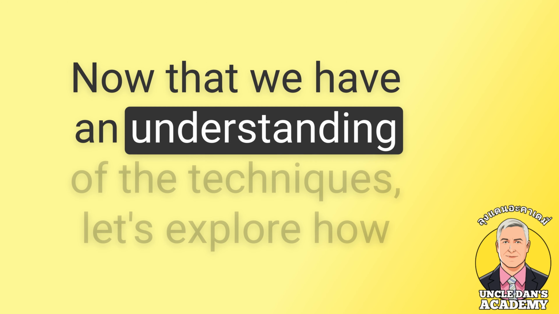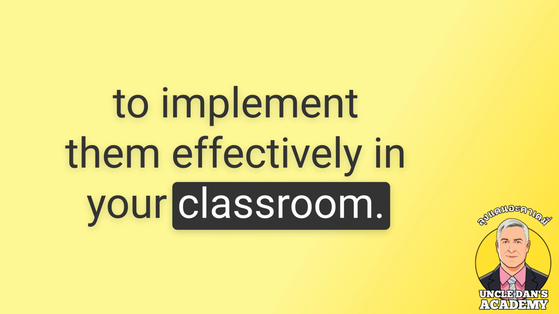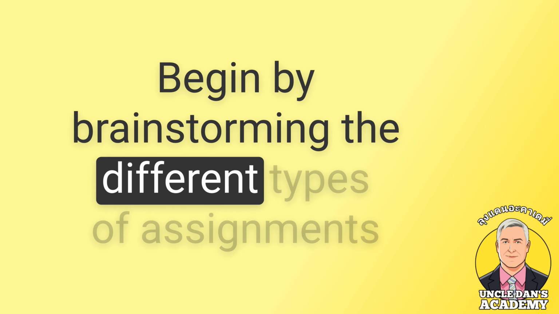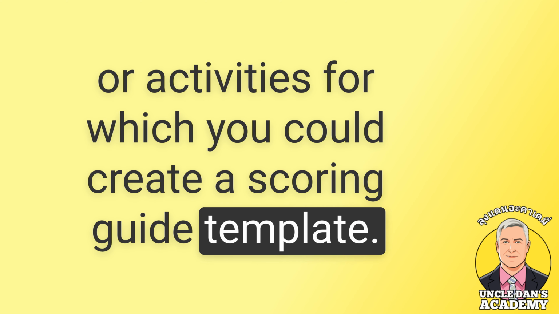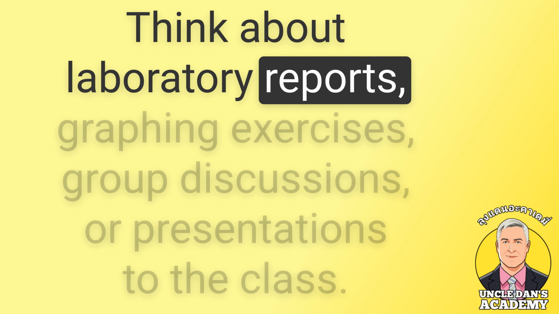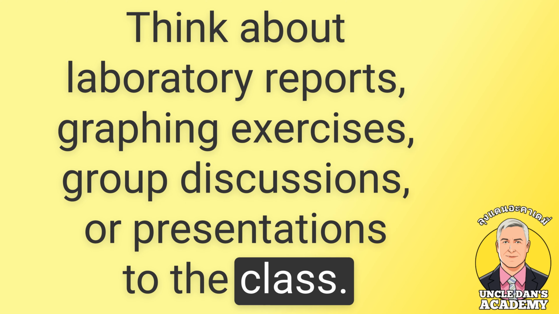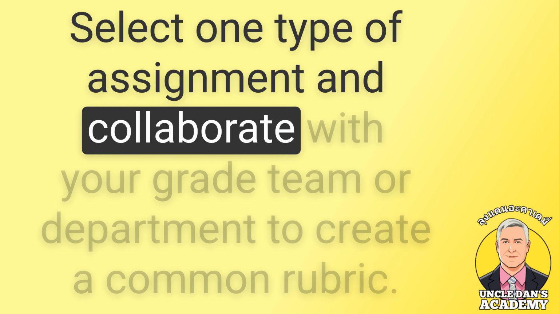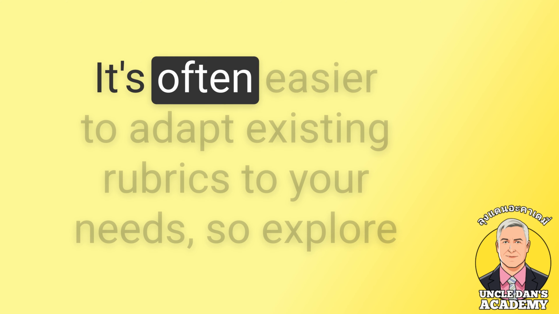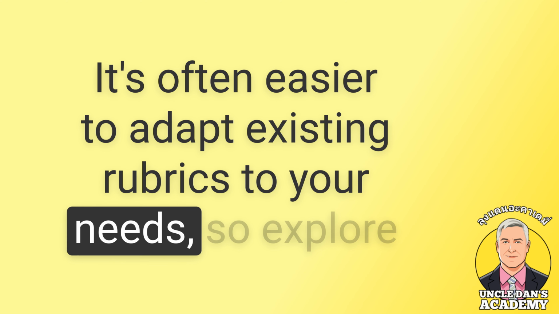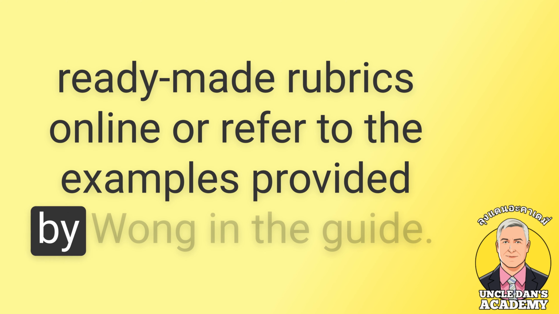Now that we have an understanding of the techniques, let's explore how to implement them effectively in your classroom. Begin by brainstorming the different types of assignments or activities for which you could create a scoring guide template. Think about laboratory reports, graphing exercises, group discussions, or presentations to the class. Select one type of assignment and collaborate with your grade team or department to create a common rubric. It's often easier to adapt existing rubrics to your needs, so explore ready-made rubrics online or refer to the examples provided by Wong in the guide.